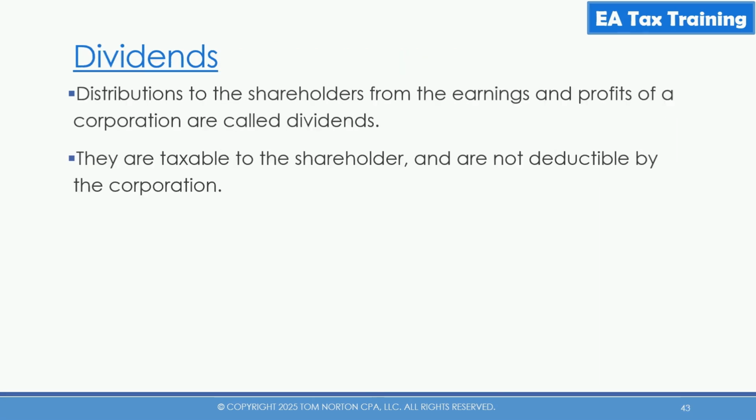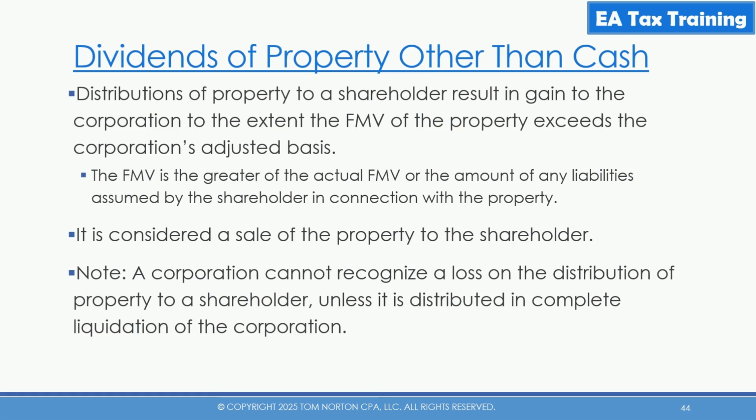Next, we have dividends, which of course are distributions to the shareholders from the earnings and profits of the corporation. And as we have said, they are taxable to the shareholder and they are not deductible by the corporation. Dividends of property other than cash. So distributions of property to a shareholder result in gain to the corporation to the extent the fair market value of that property exceeds the corporation's adjusted basis in the property. And fair market value for this purpose is the greater of the actual fair market value or the amount of any liabilities assumed by the shareholder in connection with the property.